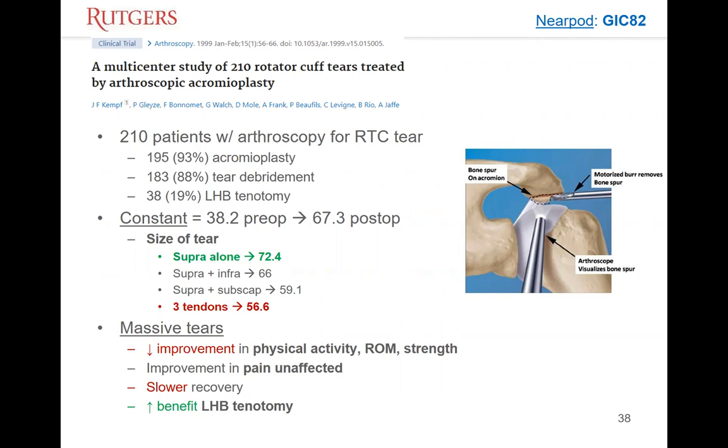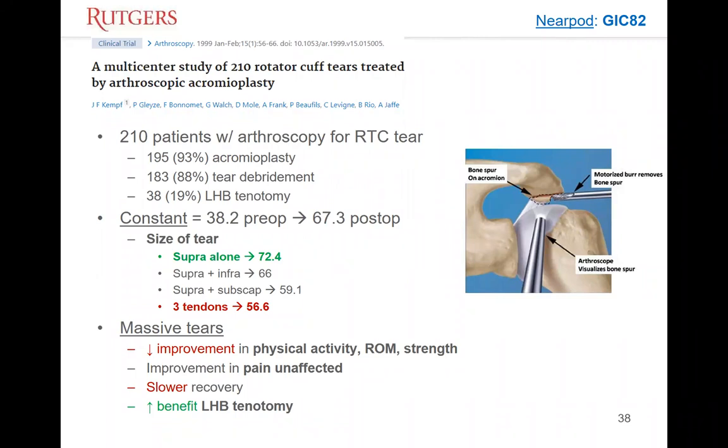The vast majority underwent both an acromioplasty and a debridement of the tear, and about 20% a long head biceps tenotomy. They evaluated the pre and post-op constant scores, as well as modifiable and non-modifiable factors, and found that the constant scores improved from 38 to an average of 67 at final follow-up, with greatest increases seen in pain and the level of activity. Some variables that portended a worse outcome were chronicity, younger male patients, workers' comp, and pre-op arthrosis. They also found that when more tendons were involved, they had worse post-op constant scores.